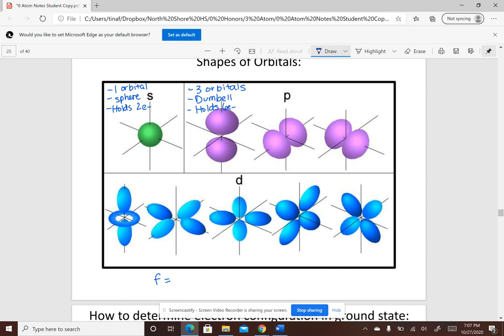Okay. Then we have D. You guys don't have to know the name of this shape. You just have to know that there's 5 of them.